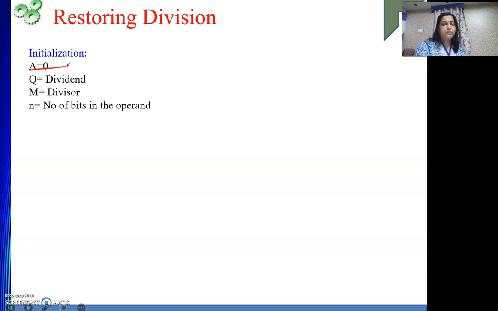Do understand that using an equal number of bits, we are going to represent both our dividend and the divisor. A will contain that many zeros, whatever the length of your operands. Then Q will contain the dividend, M will contain the divisor, and N will contain the number of bits in the operand. That means how many times I am going to perform that cyclic operation. Both operands contain the same number of bits, so we only mention operand.